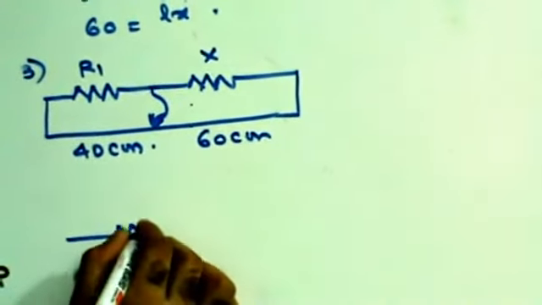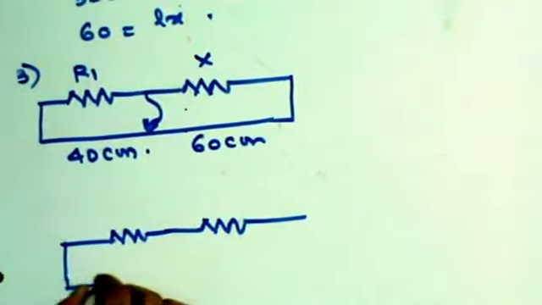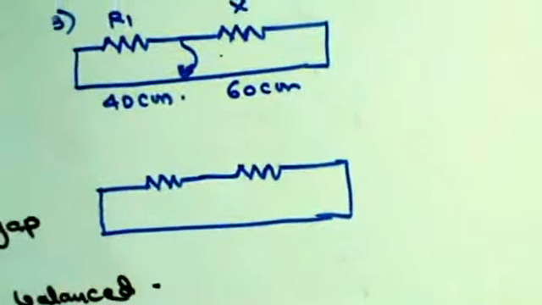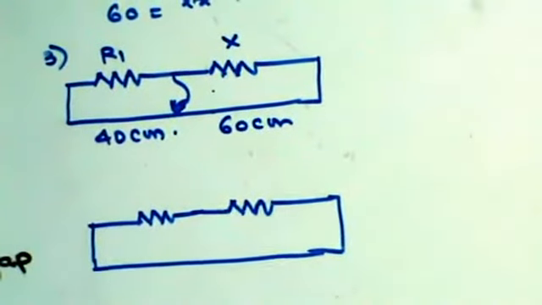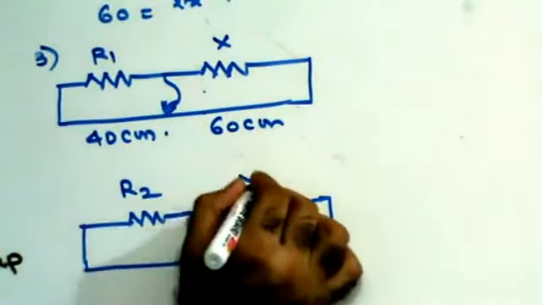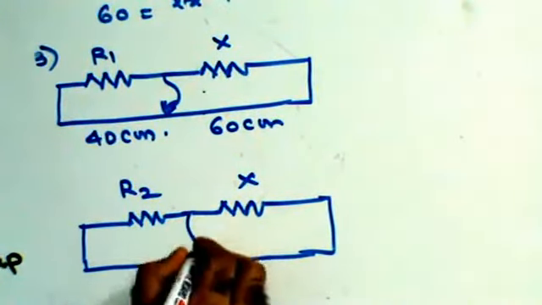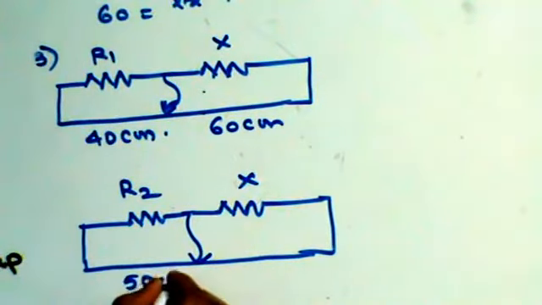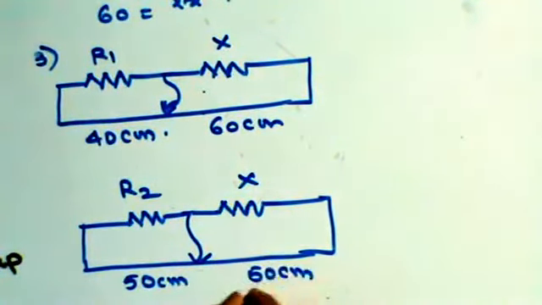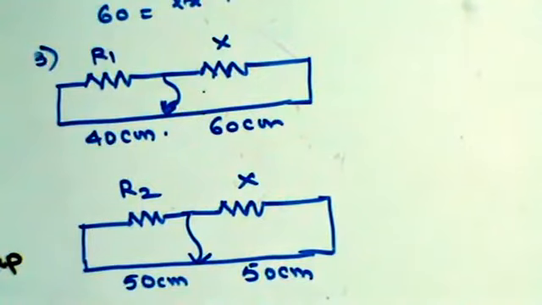With resistance R2 in the left gap and X in the right gap, the null point is obtained at 50 centimeters from the left end.